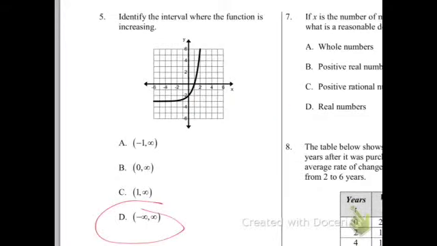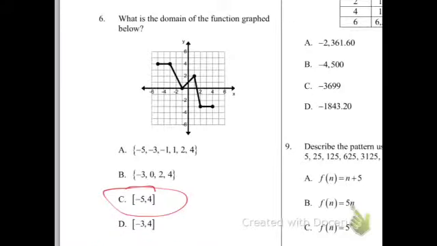Moving on to 5, identify the interval where it's increasing. This is an exponential, and exponentials are either all increasing or all decreasing for every possible real number in the domain. And so when you write your interval for that, that's from negative infinity to positive infinity, all the way from the left all the way to the right. This graph is increasing.